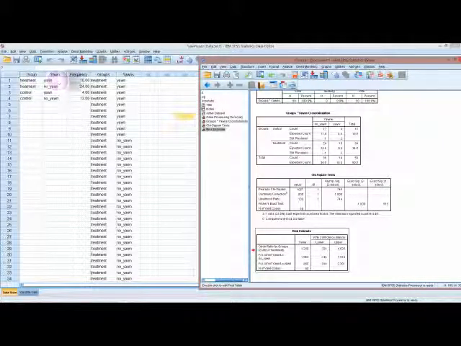Treatment and yawn, 10 of those. Treatment didn't yawn, 24 of those. Control group yawn, 4. Control group didn't yawn, 12. Now what we're going to do is call this our table, but we're going to weight by the counts.